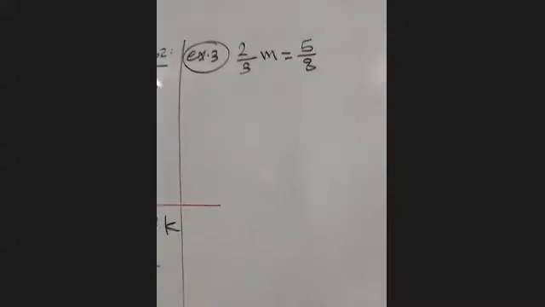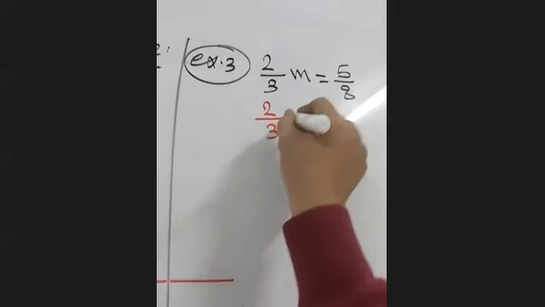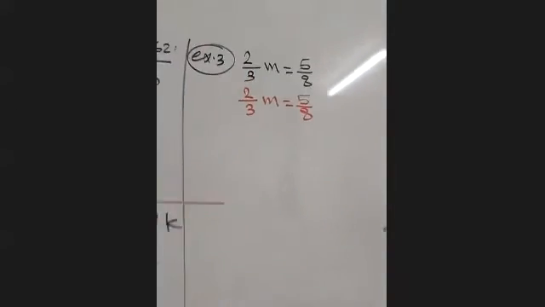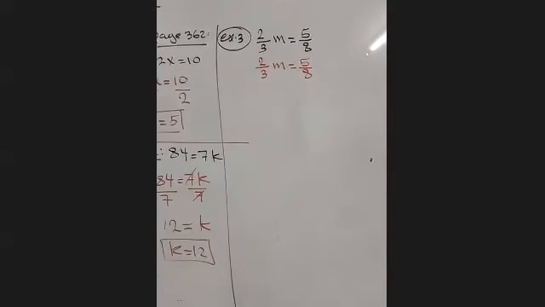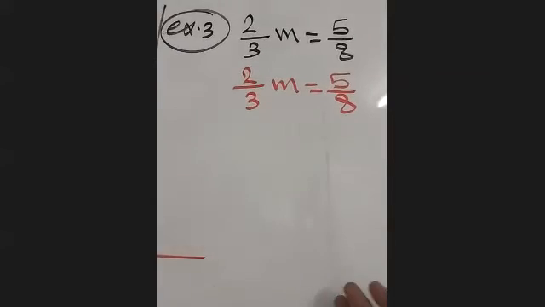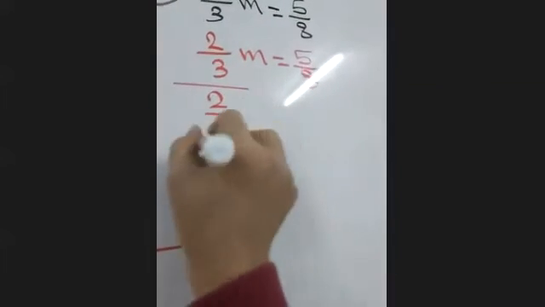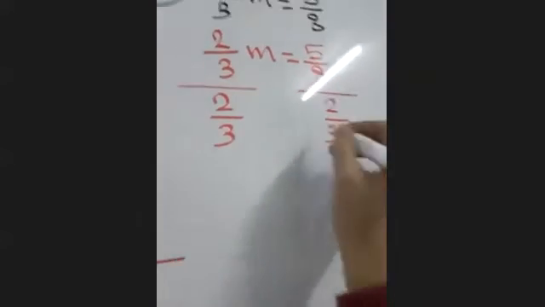Okay, Omar, what will we do? Let's rewrite the equation. 2 over 3 m equals 5 over 8. Then we will put 2 over 3 under it, and we will divide by 2 over 3 on both sides, like this.